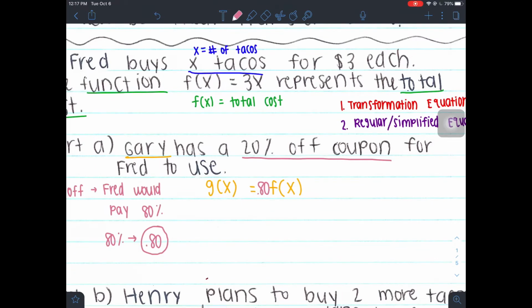So he has a 20% off coupon, which means you would only pay 80%, so you're going to multiply whatever his cost is by 80%. Again, it is on the outside because you're multiplying it to his whole cost, the total cost. Remember, the total cost is f of x. You're going to put it on the outside. If you put it on the inside, you're saying that he's only getting 20% off on tacos, but he's getting 20% off on everything, so that's why it goes on the outside.